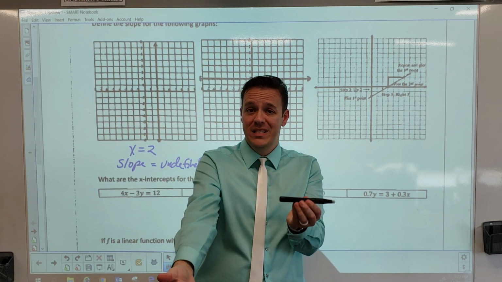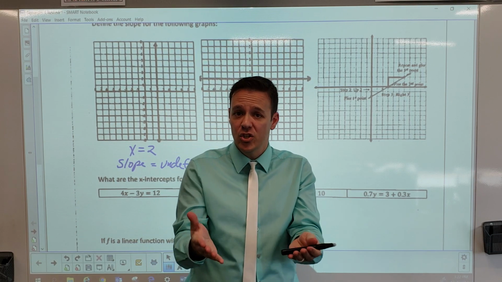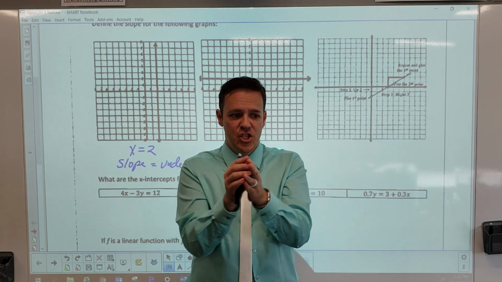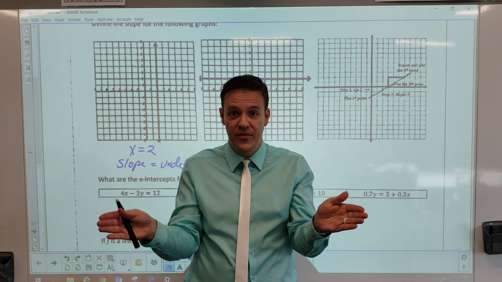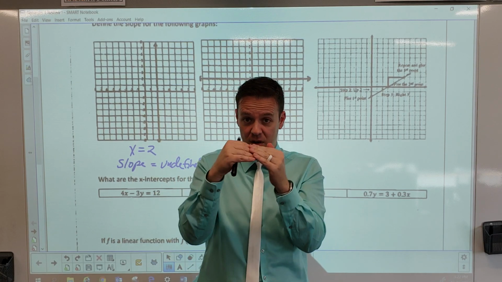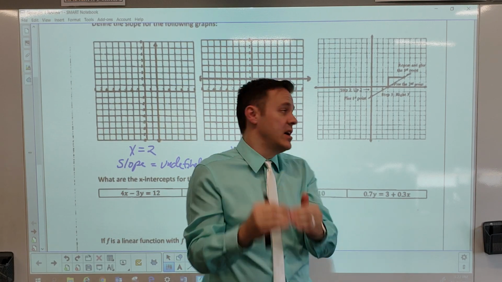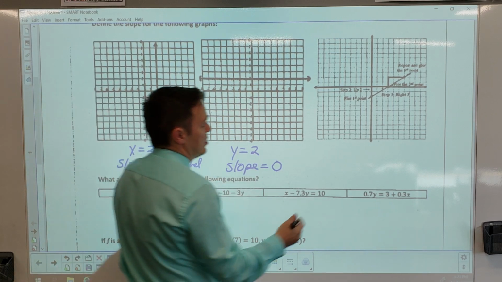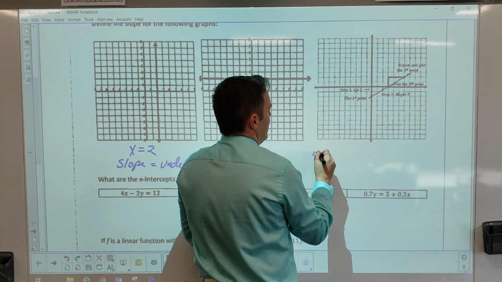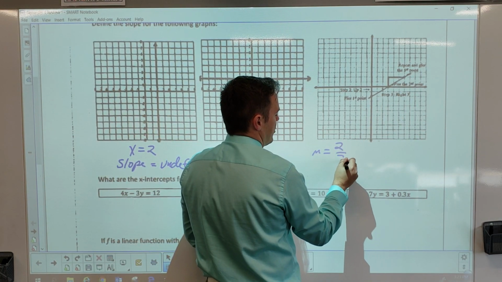Think of a horizontal surface, your desk, your table, things you're looking at. You put a ball on top, it should not roll. If it rolls off the side, you have an uneven slope. It should just sit there and stare at you. If it's that, that's the slope of 0. This particular slope here, the m on this would be 2/3.